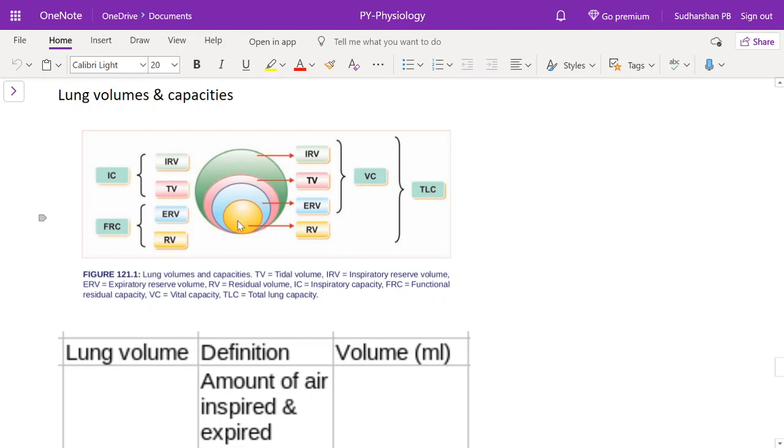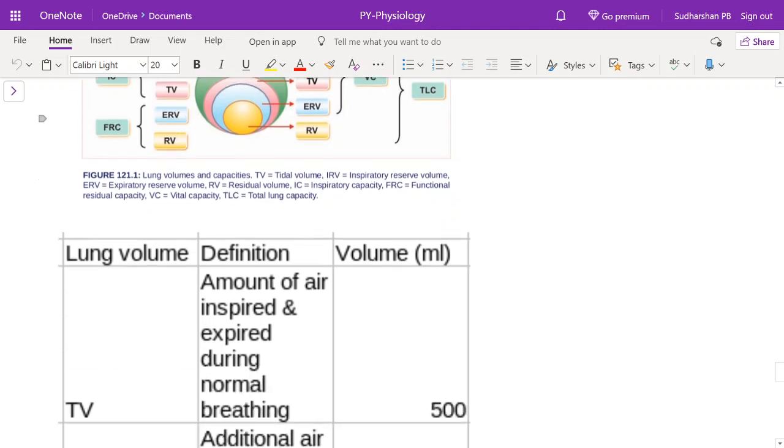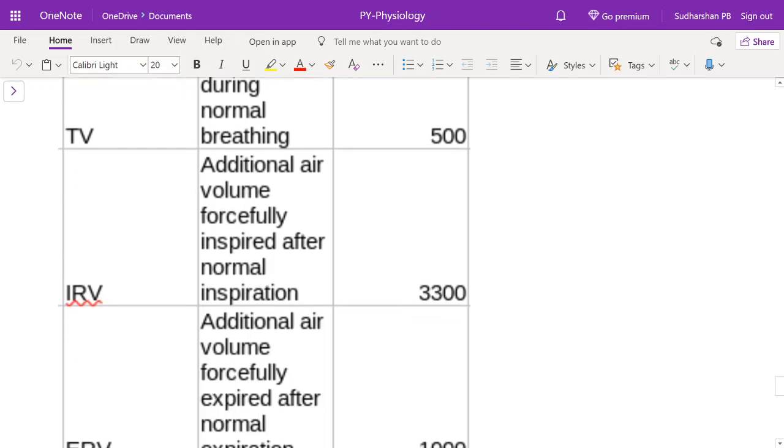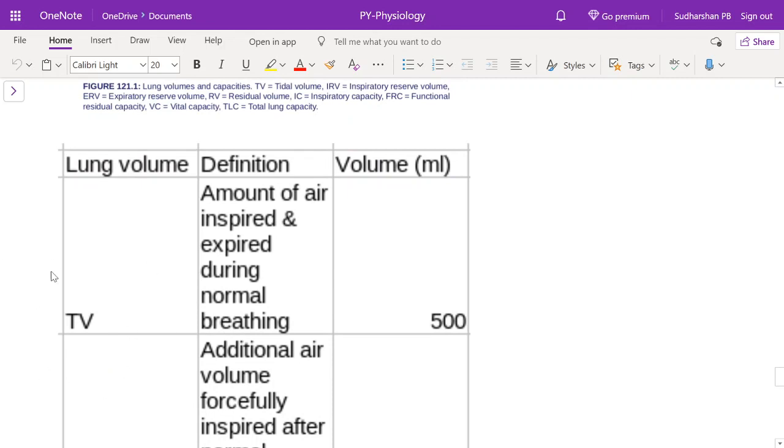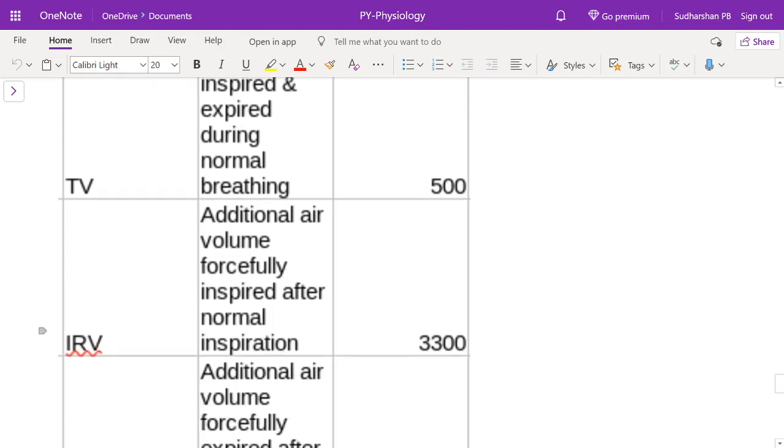Now this is inspiratory capacity where we have IRV and TV, inspiratory reserve volume and tidal volume. In FRC we have the expiratory reserve volume and the residual volume. Now in detail let us see all the lung capacities and the volumes. Now TV, tidal volume, is the amount of air inspired and expired during normal respiration. The volume is 500 ml, all the volumes and capacities will be in ml.